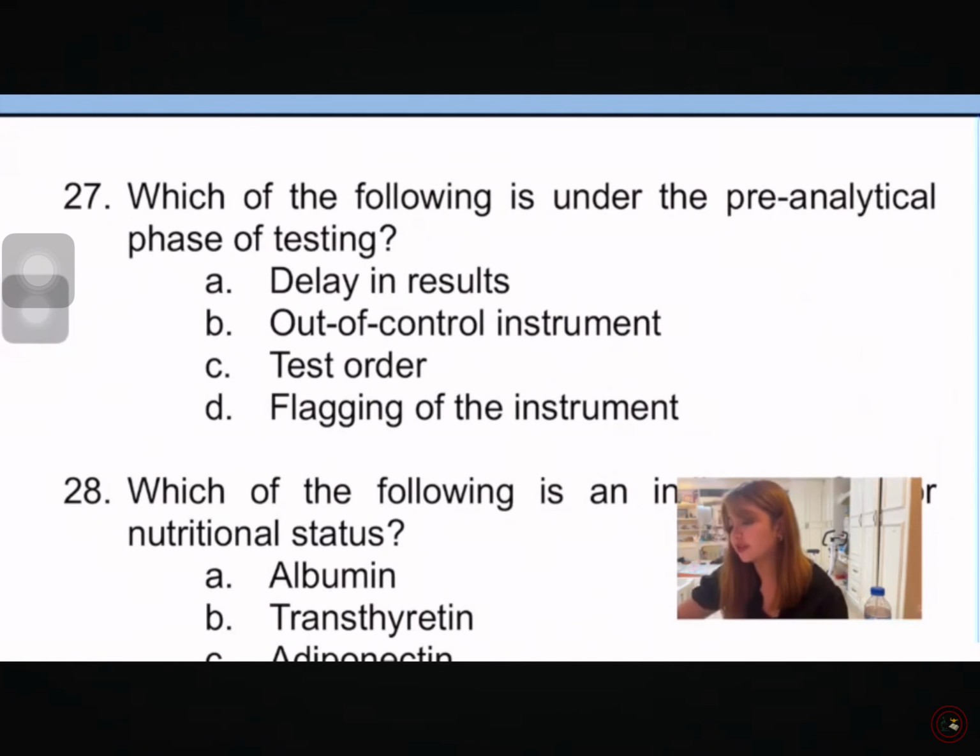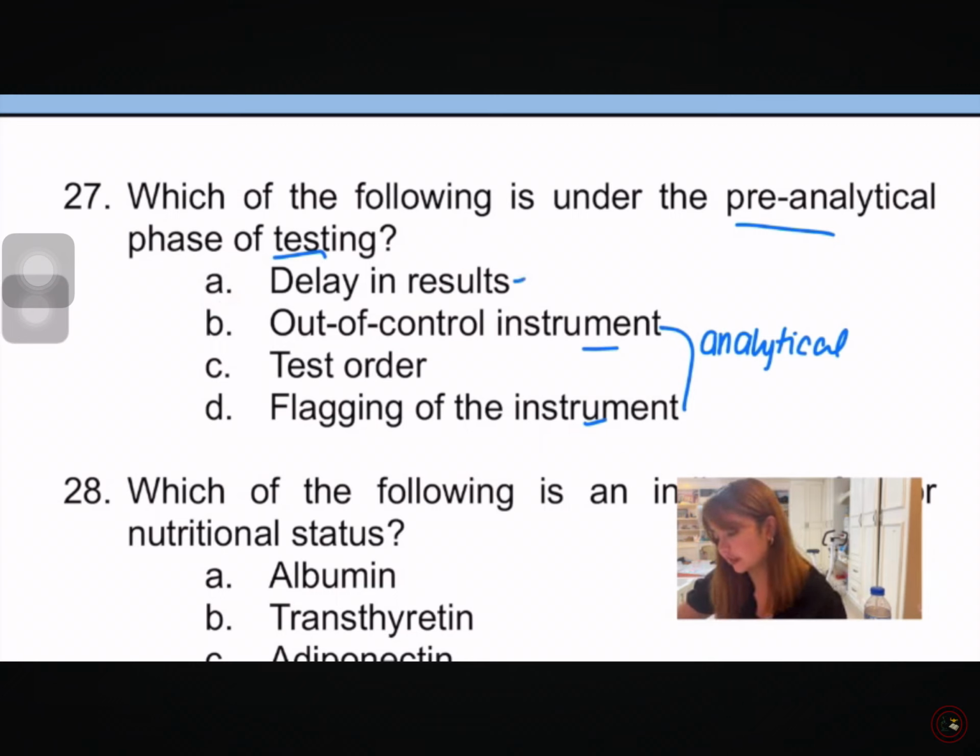Next question is, which of the following is under the pre-analytical phase of testing? Common sense question. Pre-analytical phase, this occurs before the procedure or the actual method ng testing. So, if merong involved na instrument, automatic analytical phase na itong mga to. And if meron naman involved na results, automatic, tapos na yung analytical phase, so post-analytical na siya. So, the answer is pre-analytical test order.